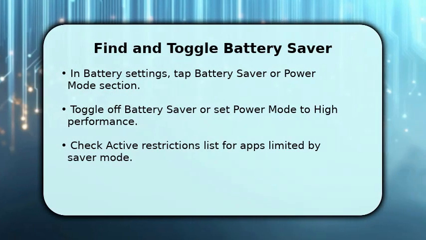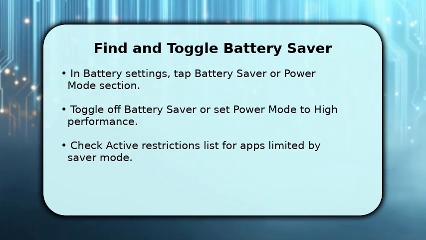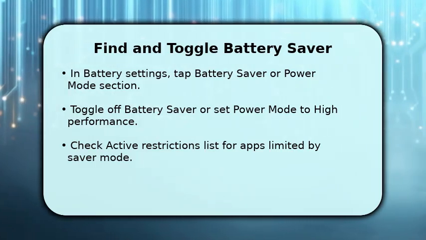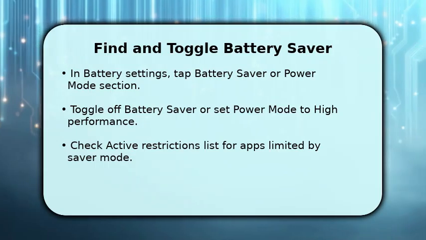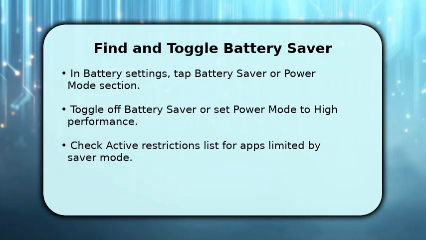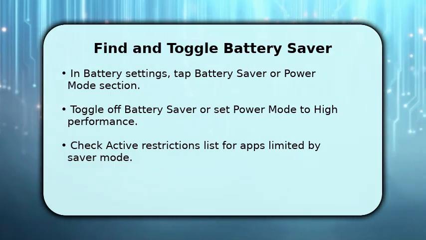Now, find Battery Saver or Power Mode inside Battery Settings. You will see a toggle labeled Battery Saver or a drop-down for Power Mode. Tap the toggle off or select High Performance to restore normal behavior. Make sure to also review App Power Management or Restricted Apps. If an app was limited, remove that restriction.